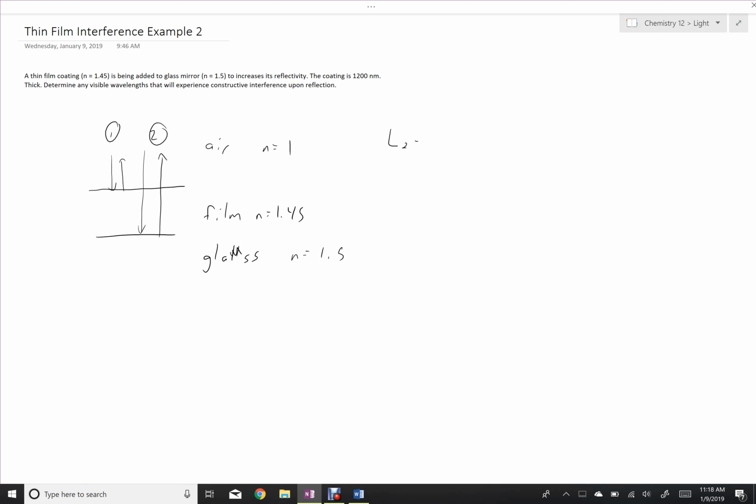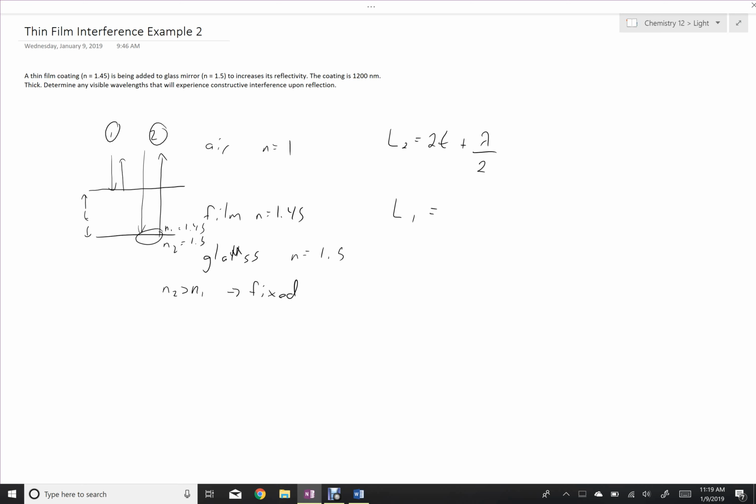L2, in this case, will have twice the thickness of the film as that light penetrates and comes back out. And this time, for L2, if I look at n1 and n2 on the surface of reflection, I have 1.45 and 1.5. n2 is greater than n1, which means this is going to be fixed, which means I have an inverted reflected pulse.